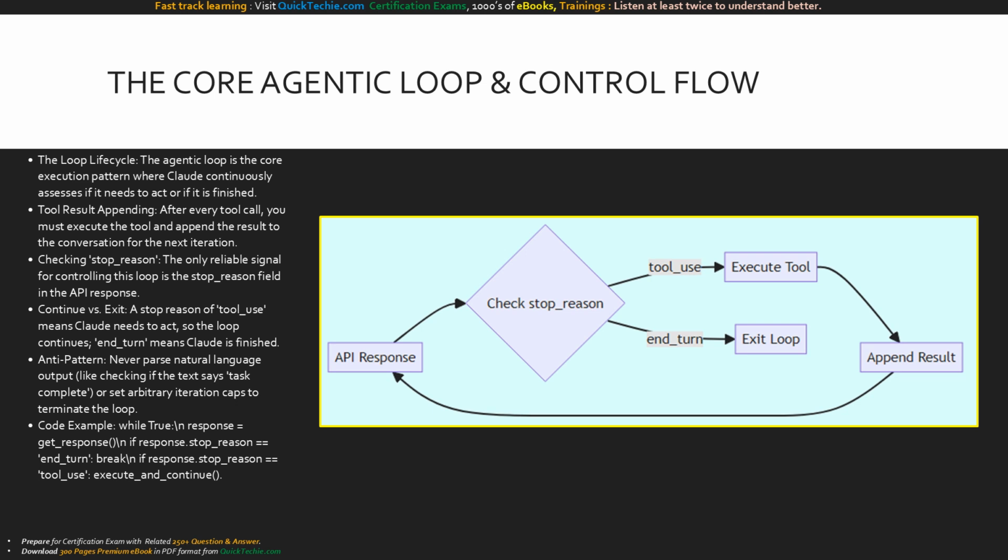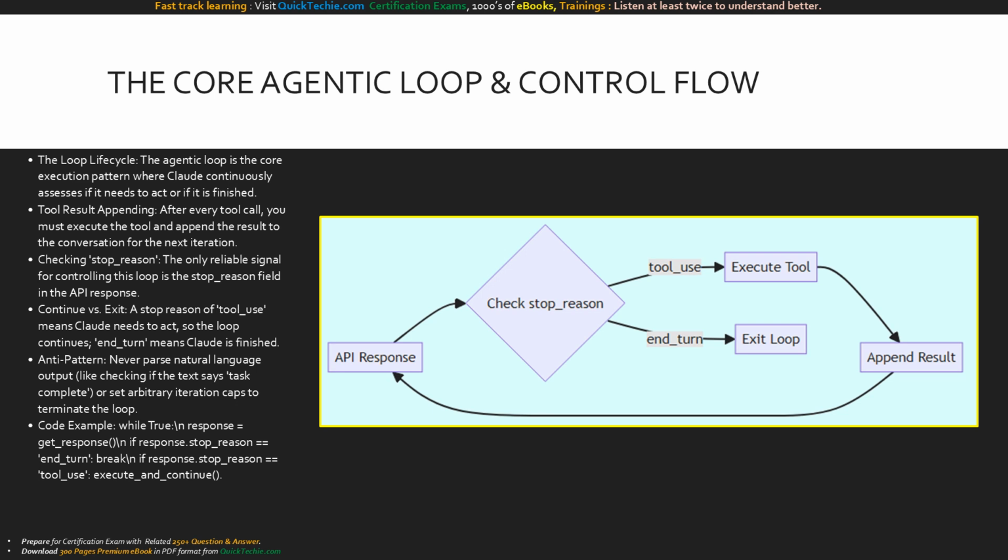The absolute most critical concept here is the stop reason field. If the stop reason is tool use, Claude is telling you it needs to take an action, so you execute the tool, append the result, and continue the loop. If it says end turn, the job is done. A massive anti-pattern to avoid is trying to parse the text for phrases like, "I am done," or relying on iteration caps. Always rely deterministically on the stop reason.